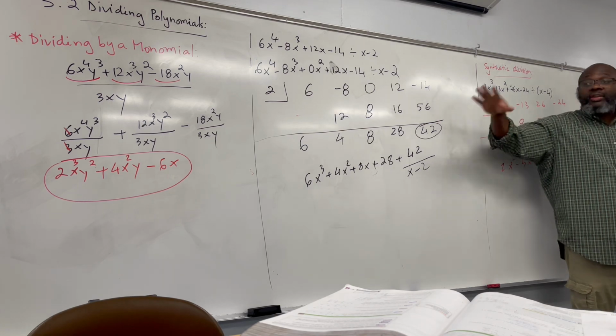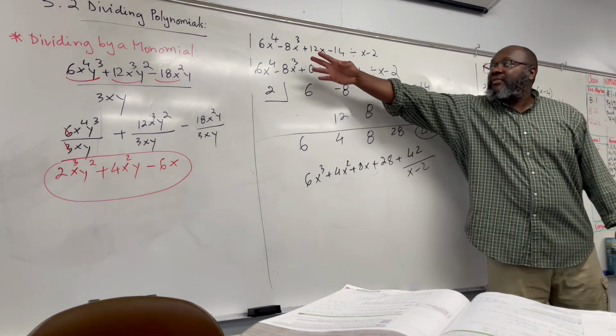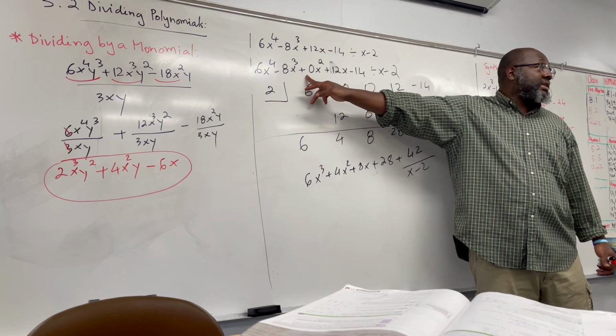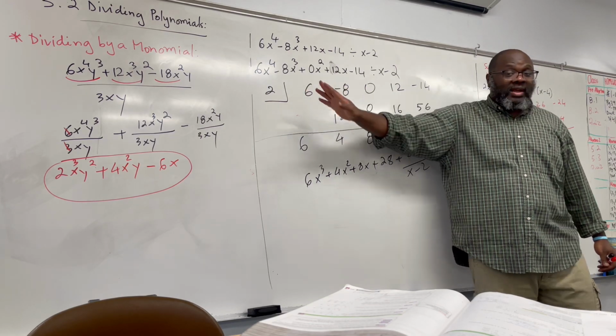Yeah, you just have to make sure, even with the long division, if you have a missing term, you still have to add the 0x squared. You still have to do it, right? You still have to do it.